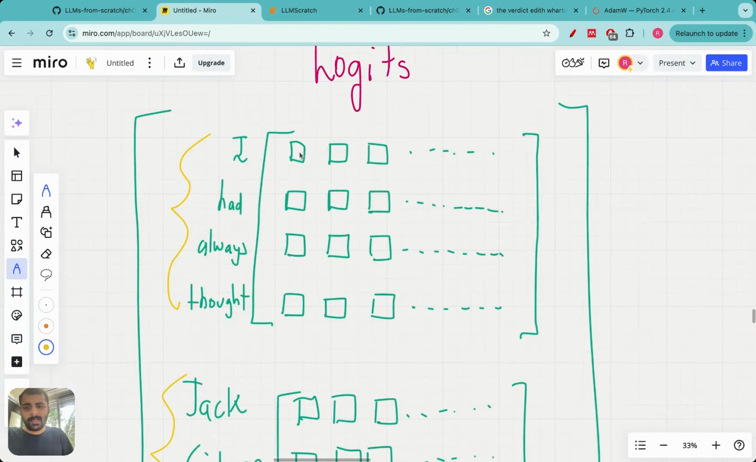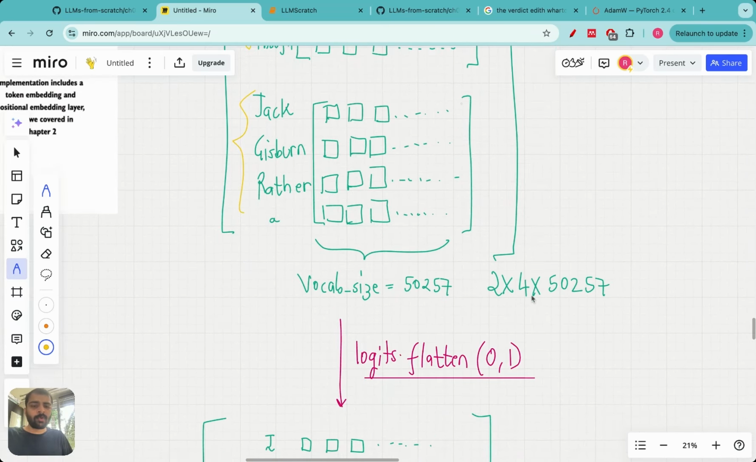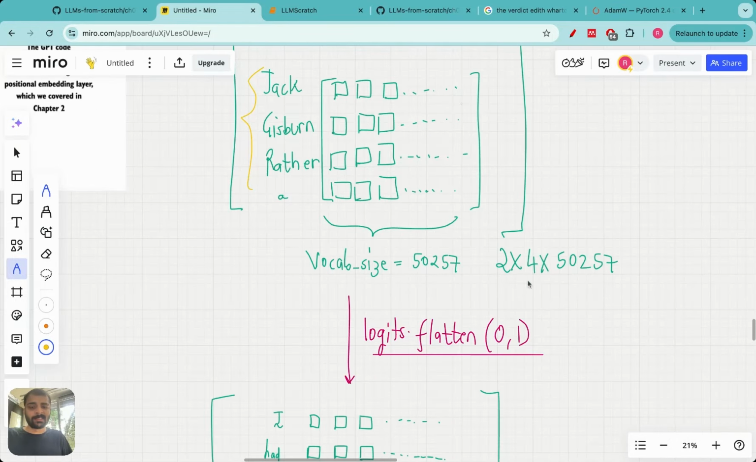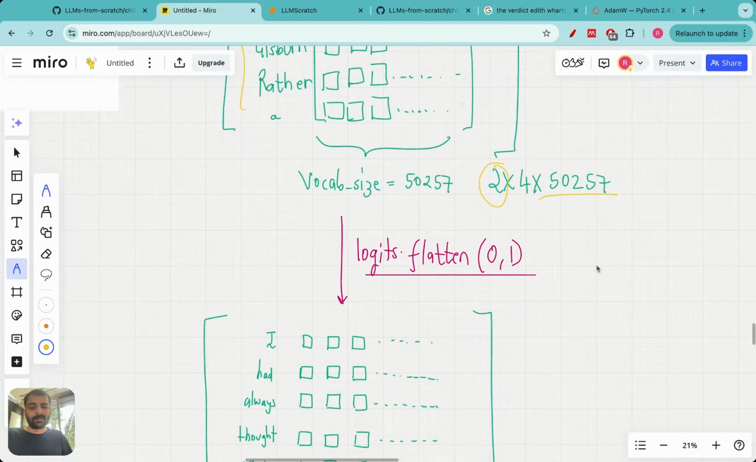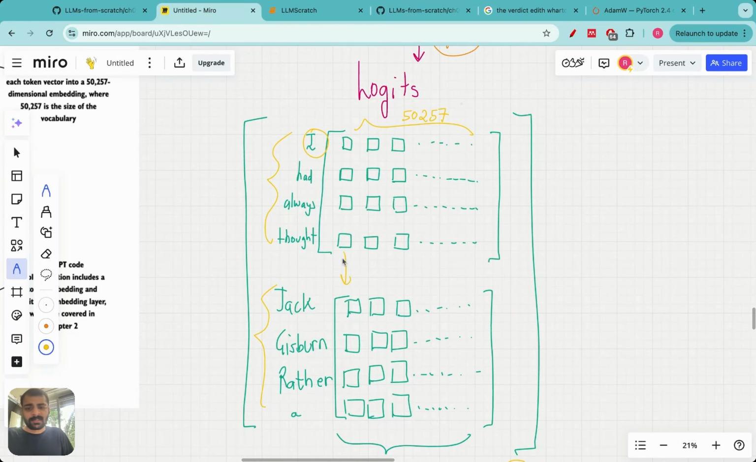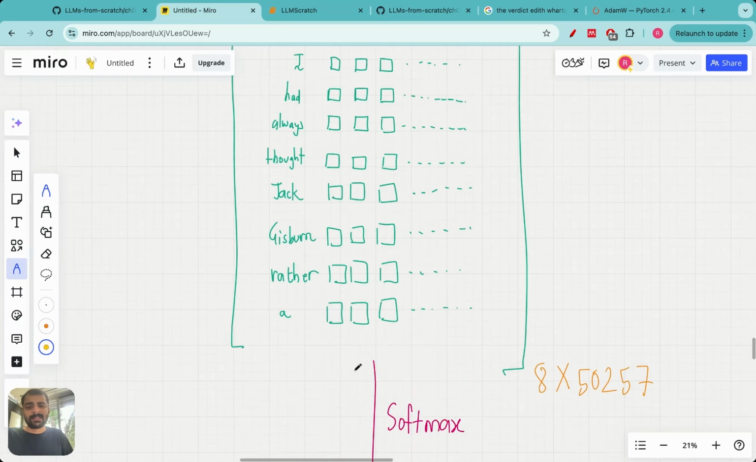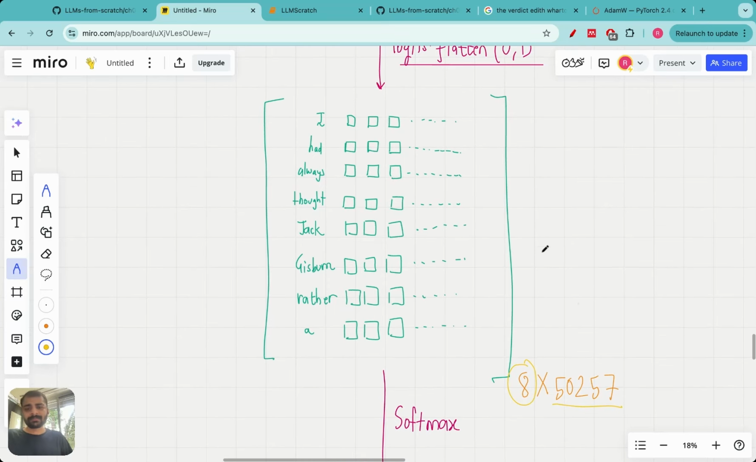In each sample, every token, let's say "I", has a number of columns equal to the vocabulary size, that is 50257. So the size of this logits tensor is 2 x 4 x 50257 in this case, because there are two samples, 4 tokens in each sample and 50257 columns. Then we flatten this logits tensor, which means we merge the first sample in this batch and the second sample in this batch, and we create this unified tensor which has 8 rows and 50257 columns.